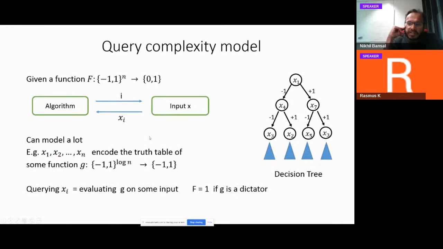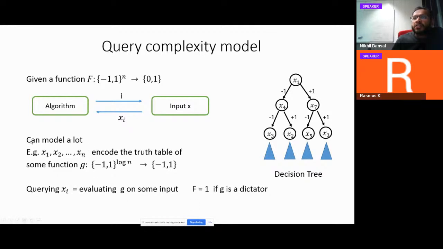Right. So when you first see this model, it might look a bit artificial. I mean, what can you really do in this setting? You would expect that for most functions, you probably need to query most of the bits to get anything meaningful. But let me give you some sense for why this is a very general model.